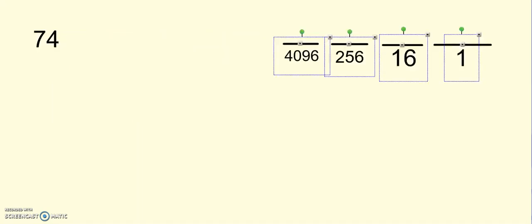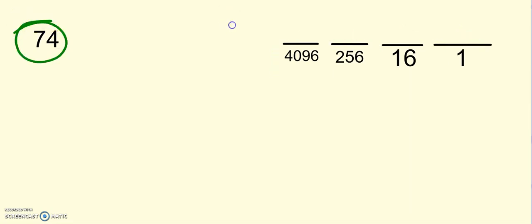Alright, so this is going to be our first example. We are going to convert 74, which is a decimal number, to hexadecimal. What we're going to do first and foremost is take a look at all of these place values. We know that we're not going to be using 4096. That's larger than 74. We're also not going to be using 256 because it's larger than 74. So the number that we're going to be using that we'll try to put into 74 is 16.